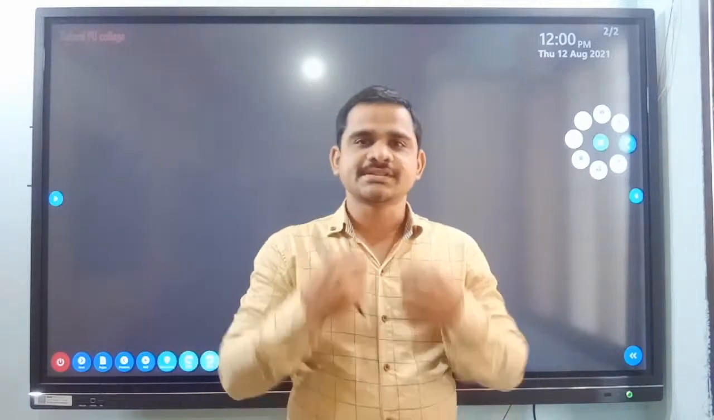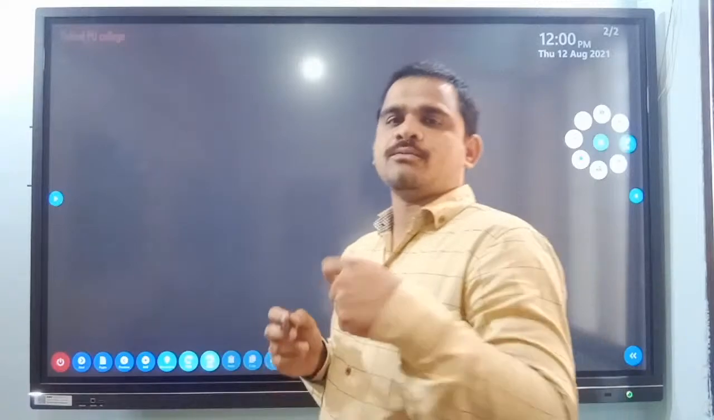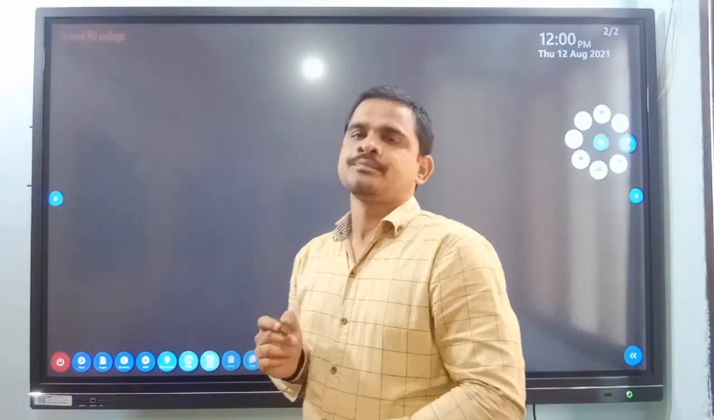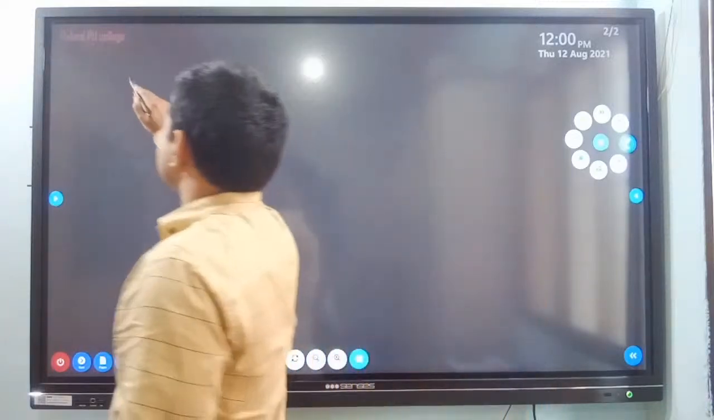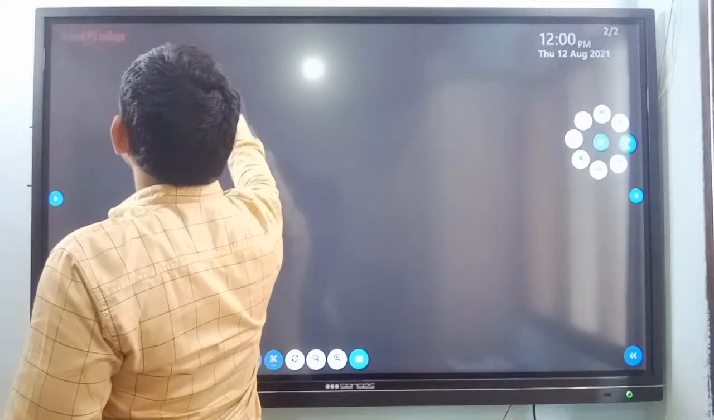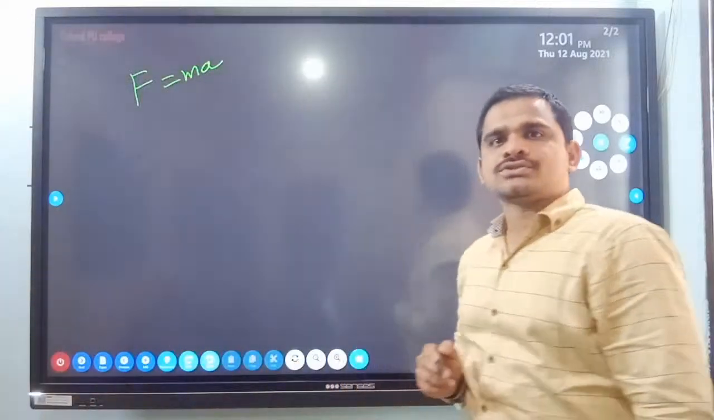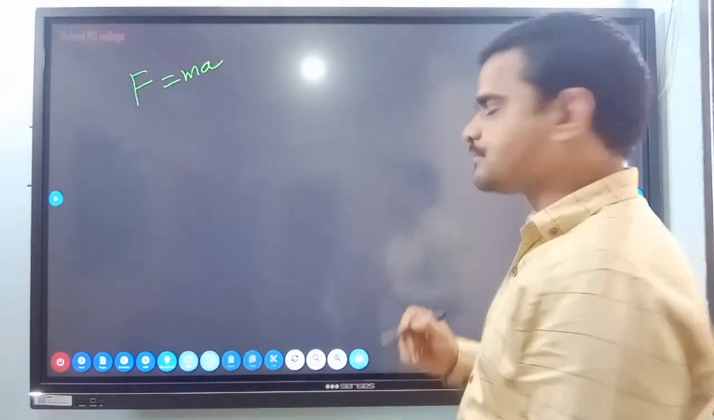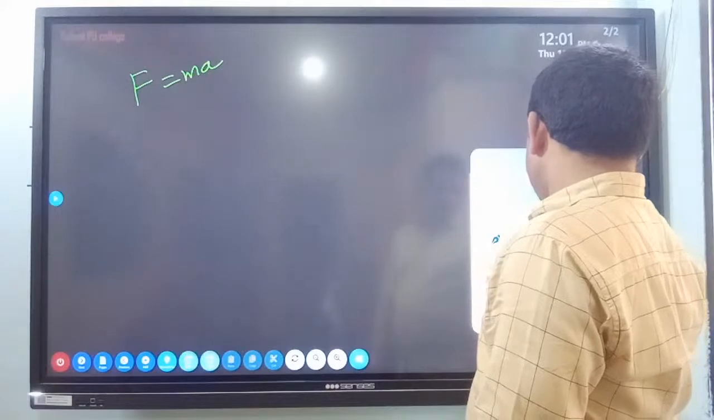We have seen some basic concepts which may be helpful for our first PUC year. The basic concept which we started here is force. What is force? Force is equal to MA. F is equal to MA. Correct? Fine.